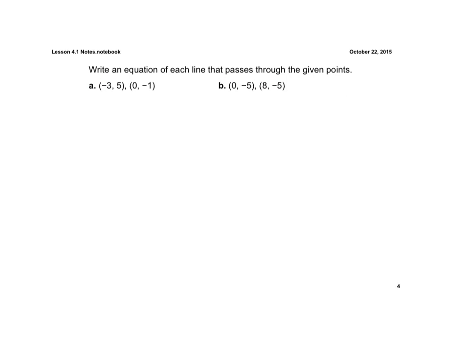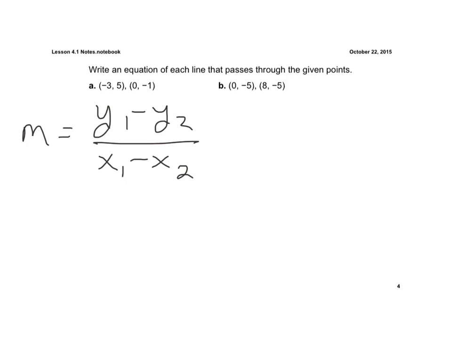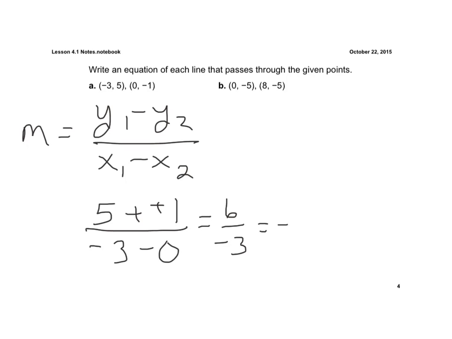And now the last type. Here, we're just given the 2 points. We're not given the graph. But we know if we have 2 points, we can find the slope by using the slope formula, y1 minus y2 all over x1 minus x2. So in this case, it would be 5 minus a -1 all over -3 minus 0. Keep, change, that gives us a +6 over a negative 3, which equals a negative 2.